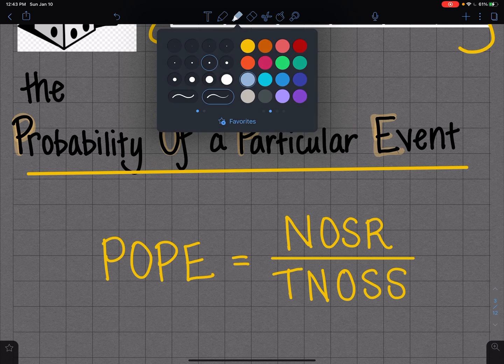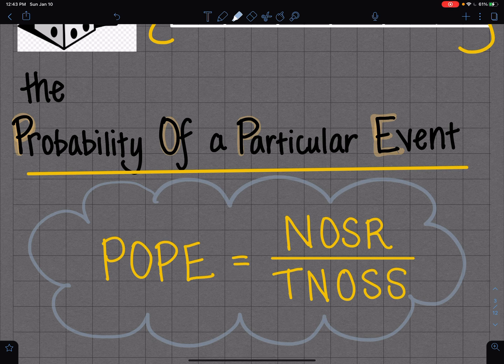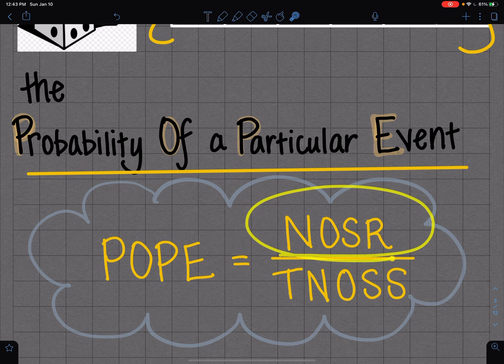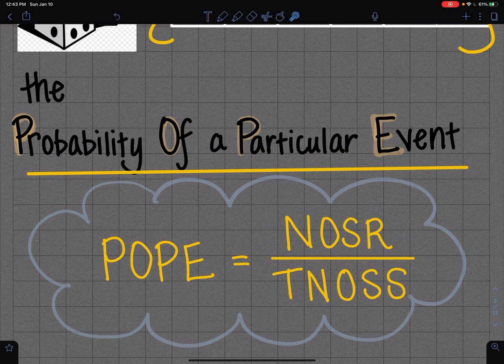And I'm going to just outline this in a thought cloud. It's the POPE equation. The POPE equation is the probability of a particular event. The probability of a particular event is the number of outcomes that satisfy the requirement. So these are the things you want to get. Like, let's say you're about to win a game, but you're only going to win it if you roll a 6. And you want to know, what are my chances of getting a 6? These are the number of things that can satisfy the requirement.